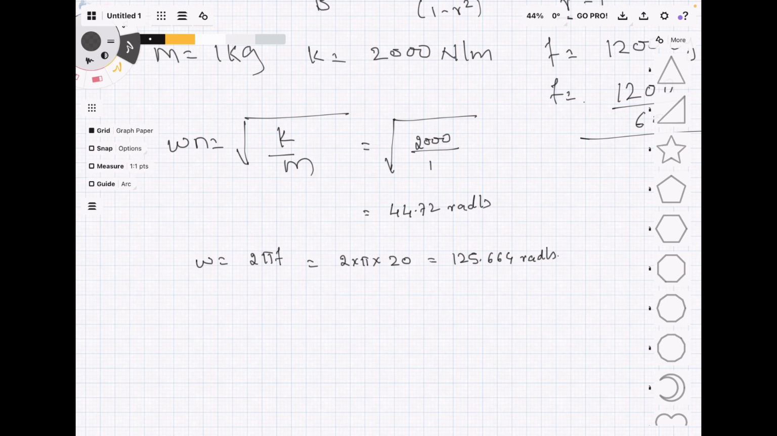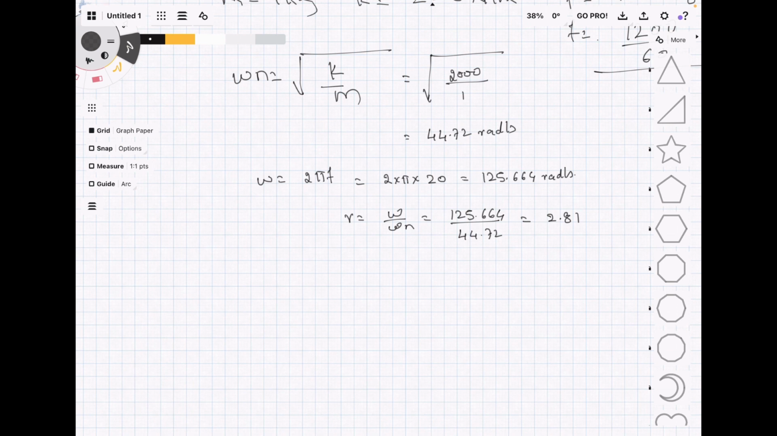Now I have to get the value of r. r is nothing but omega upon omega n. Omega is given as 125.664 and omega n is 44.72, so you'll get 2.81. So we have A by B equal to 1 upon r square minus 1. B is given, and we need to get the value of A here. The support motion is given, that is 10 mm.